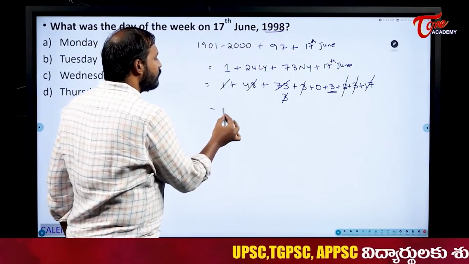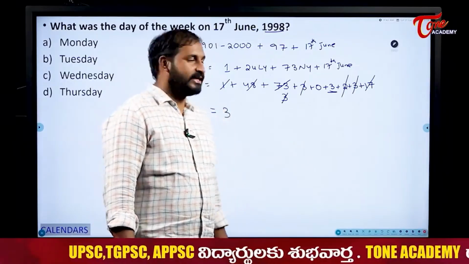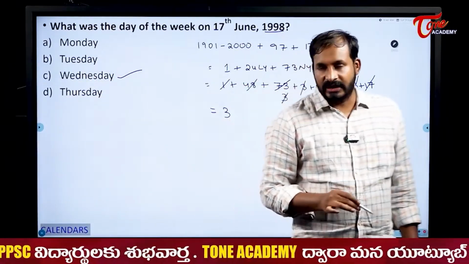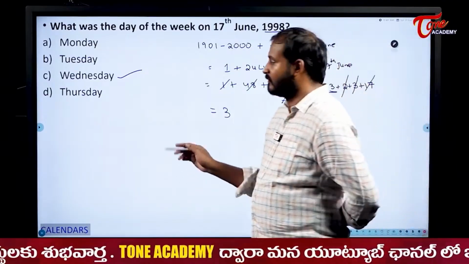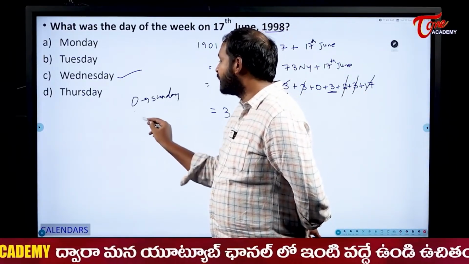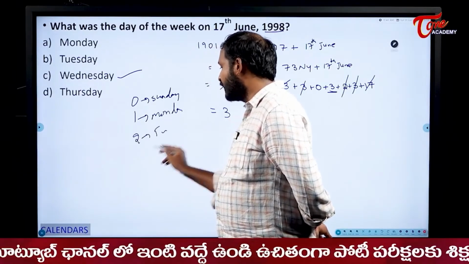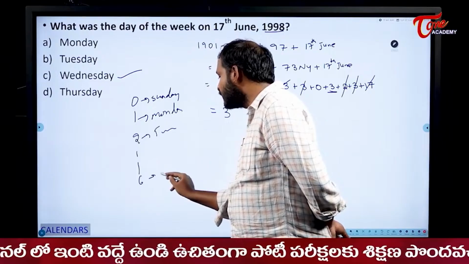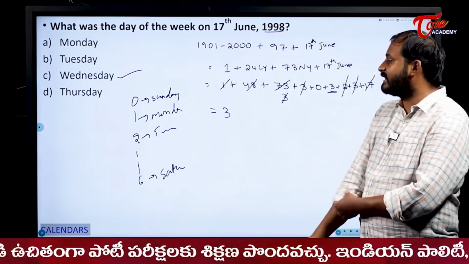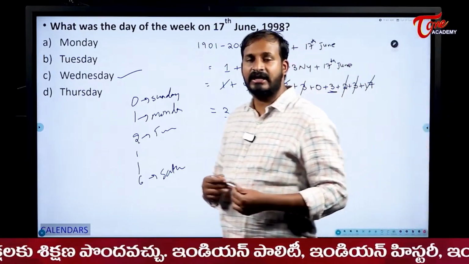3. 3 is the code for what day? 3 is the code for Wednesday. So our answer here becomes Wednesday. We know the day codes, students, we already know. 0 is for Sunday. 1 is for Monday. 2 is for Tuesday. And so on. 6 is for Saturday. Here we got our answer as 3. That is the reason we have written it very easily. Right? Understood? This is how we are going to find the day.